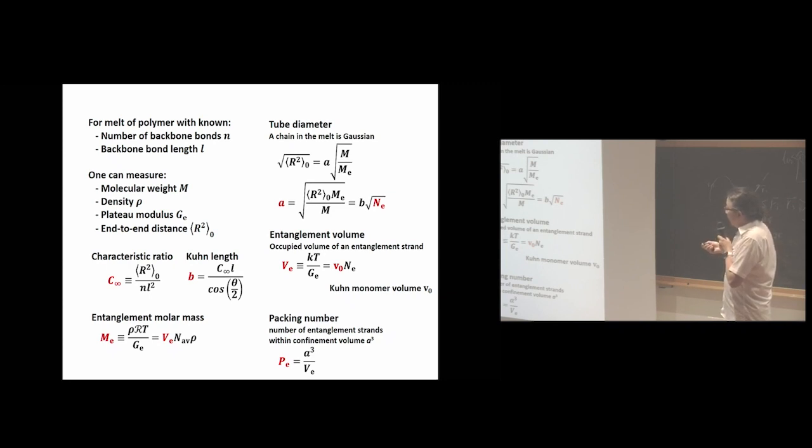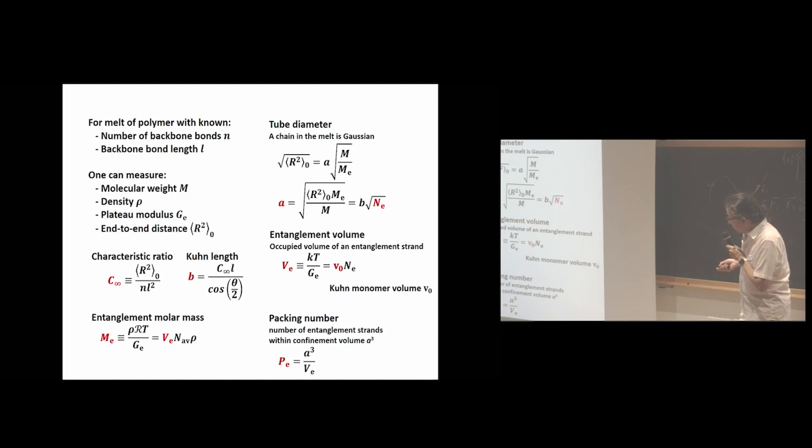And a chain in the melt is Gaussian, so you know its size from scattering. This means a Rouse chain with a the monomeric size and its number under the root. So this way you can calculate the tube diameter also in the melt. This allows you to calculate the number of monomers in an entanglement strand, N_e, as you know already, b here. Okay, so this is the entanglement volume. In fact, it's already known, but this is related to the occupied volume by a monomer, and then this is its number.